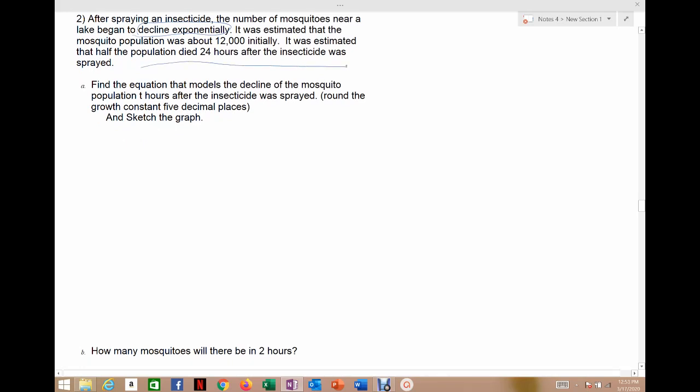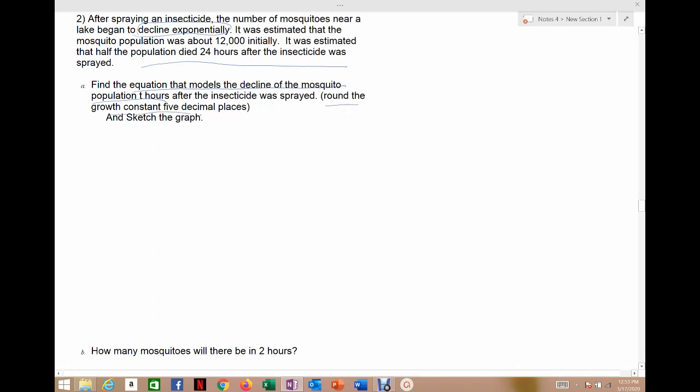Half of the population will have died. So that's my half-life, right? Start out with 12,000, 24 hours later, I should be half that. So I should be down to 6,000. And that's the information I'm going to use to find the equation that models the decline of the mosquito population in T hours.